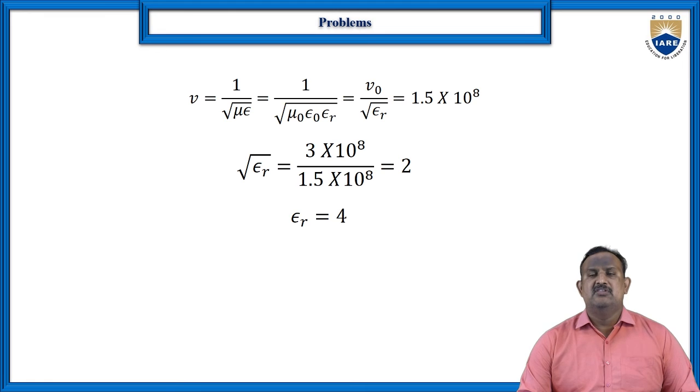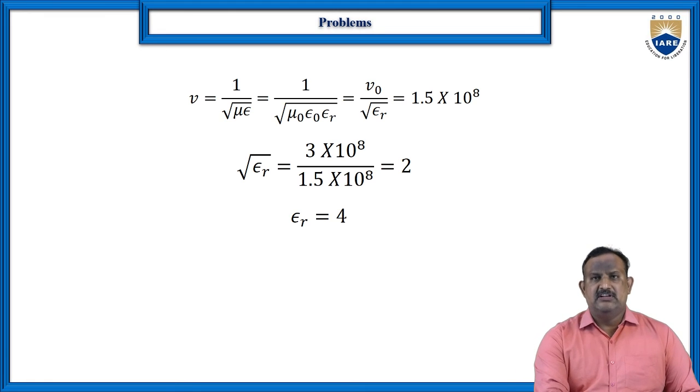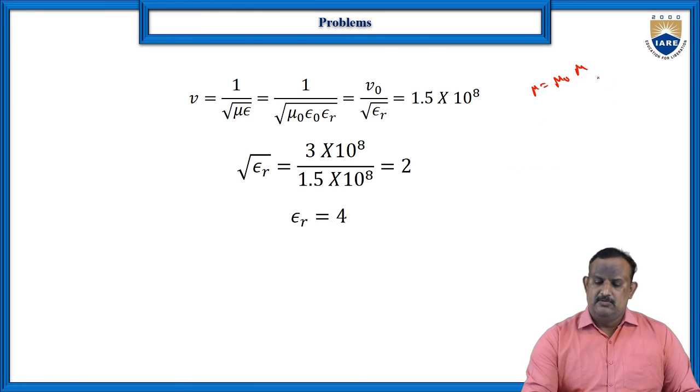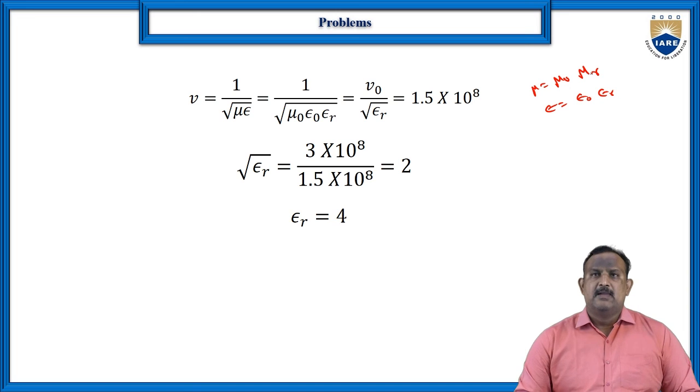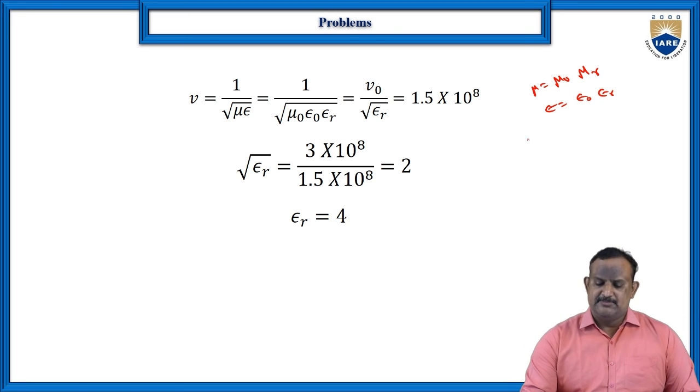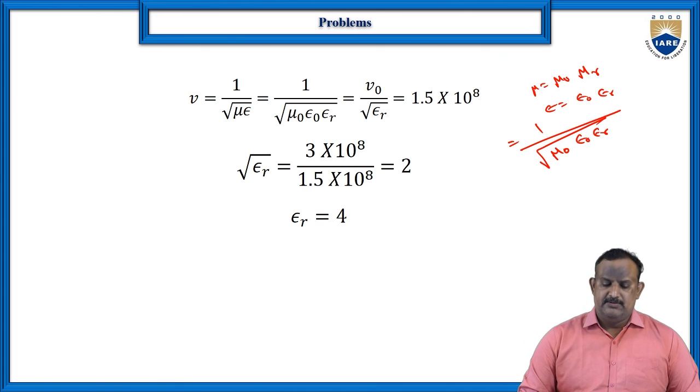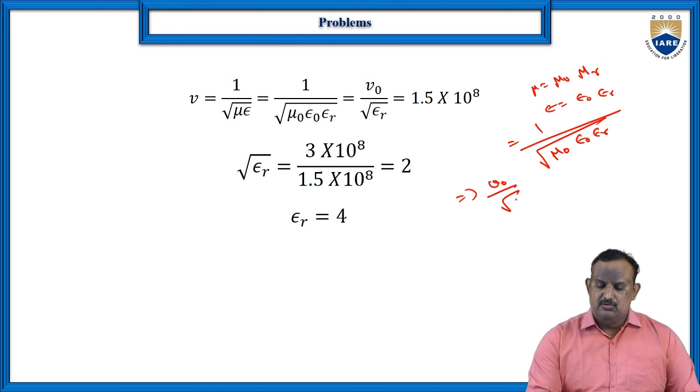Then we need to find out the permittivity of the medium. To find the permittivity of the medium, we have the formula velocity v equal to 1 by root of mu epsilon. But mu we can write as mu naught into mu r. Similarly, epsilon we can write as epsilon naught into epsilon r. Here mu r is nothing but 1. Therefore, the expression is 1 by root of mu naught into epsilon r. Again, 1 by root of mu naught into epsilon naught is nothing but the velocity v naught. Therefore, the expression is v naught by root epsilon r.